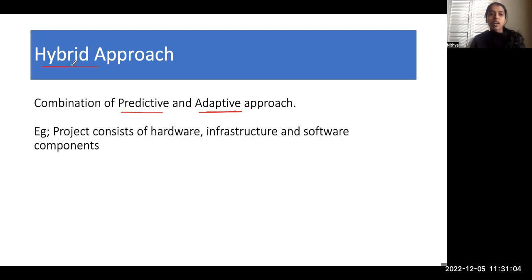When do we use hybrid approach in real life? Imagine your project consists of hardware, infrastructure, and software dependencies. The infrastructure, for example, you are buying a virtual machine that requires a detailed planning, analysis, time involved, cost involved. We cannot buy without knowing any of this upfront. That calls for your predictive approach.